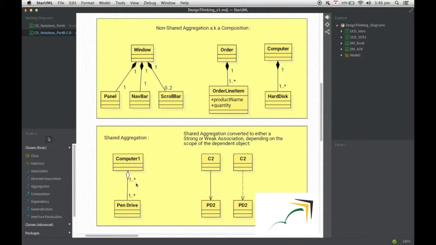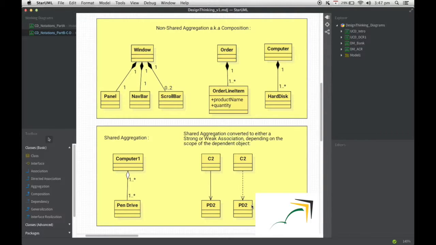Whereas when it comes to a shared aggregation, the pen drive or the part can be shared between more than one whole, and hence it's called a shared aggregation. And I'm showing you two examples here of how the shared aggregation could have been converted either to a strong association or a weak association, depending on the scope of this dependent object. That's left to you to decide. Look at the scope and then you get to decide.